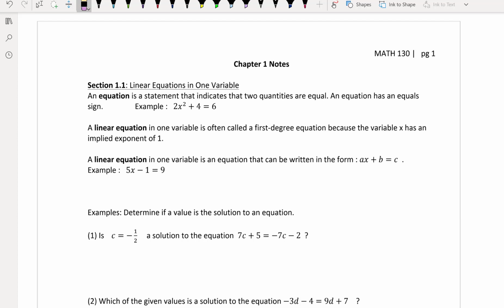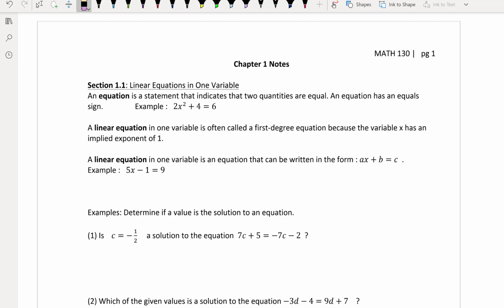So today we are going to go over Chapter 1 notes. We're going to go ahead and start on page 1. Section 1, linear equations in one variable. I'm just going to go through this tutorial, and if you have any questions, please feel free to email me. We're going to start with some vocabulary.